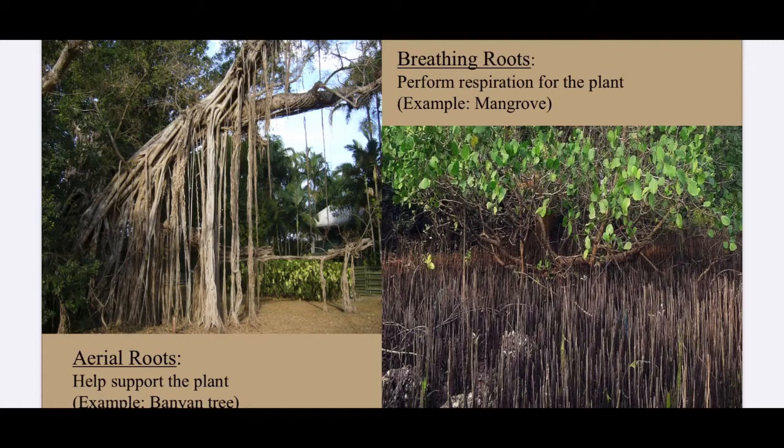Some roots perform respiration for the plant. Some plants grow in marshy areas. These roots come upwards and have pores in them. These pores are called pneumatophores. These pneumatophores help to exchange gases. Mangroves are an example of plants with breathing roots.